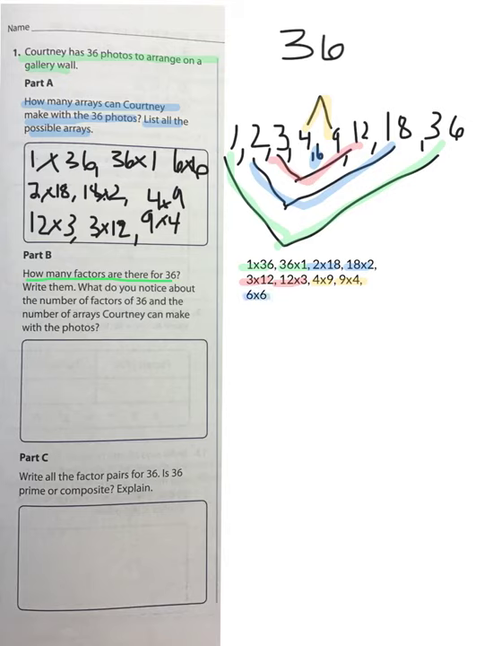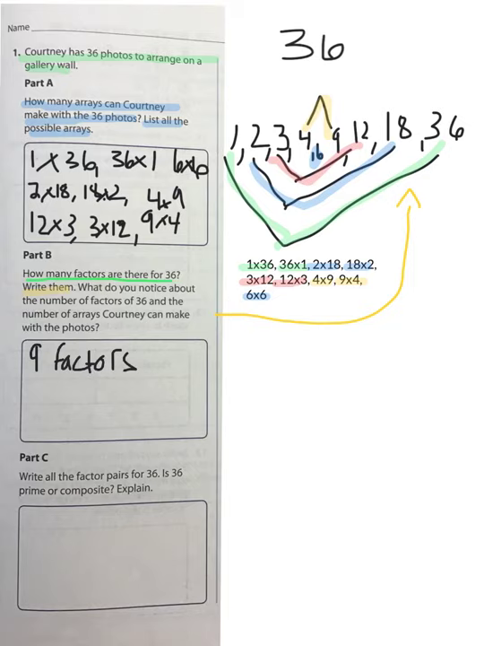So when it asks how many factors there are for 36, we can count them. We have 1, 2, 3, 4, 5, 6, 7, 8, 9. We have 9 factors for 36. Now it's telling us to write them. Since we already wrote them, we could take an arrow and just point up to where we wrote them.